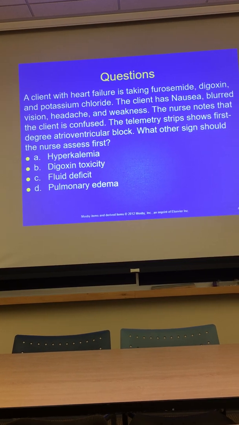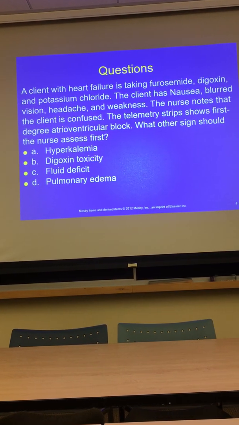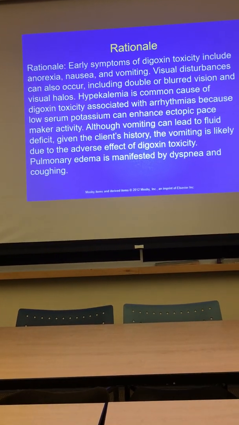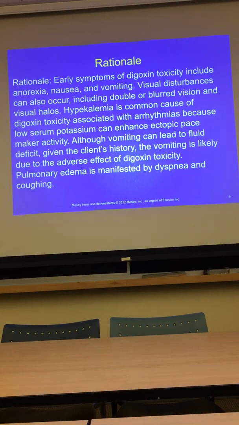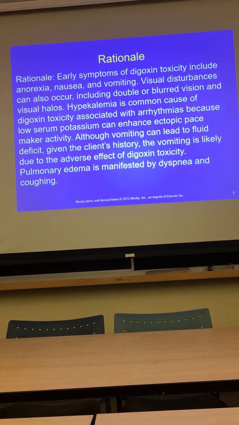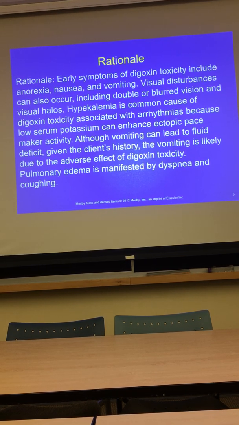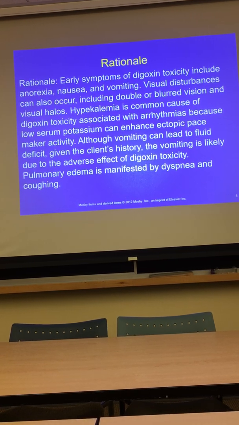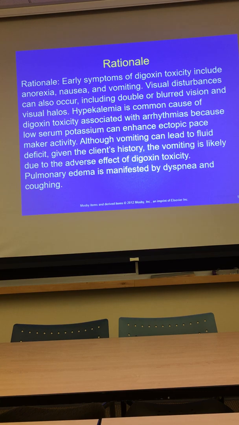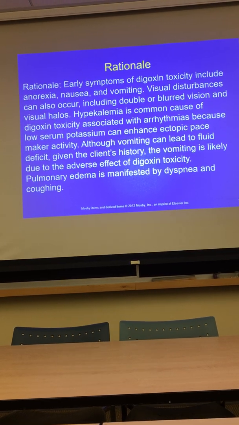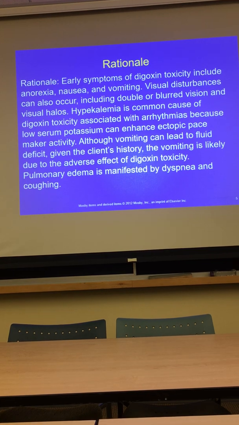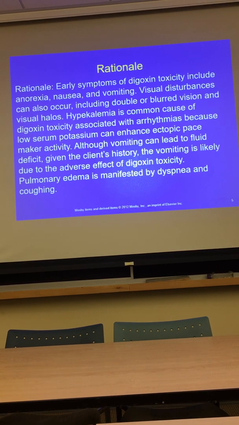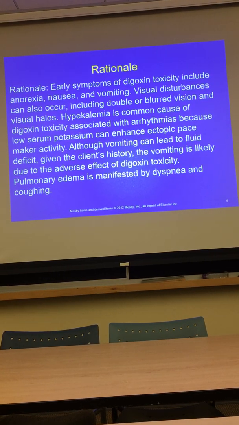Let's quickly run through the rationale behind picking B. Early symptoms of digoxin toxicity include anorexia, nausea, and vomiting. A patient experiencing digoxin toxicity may also experience visual disturbances: blurred vision, double vision, and what is called visual halos. The patient may begin to see some abnormal colors because of digoxin toxicity.